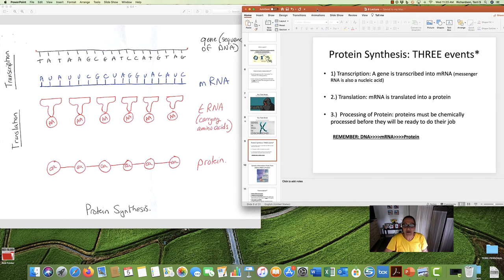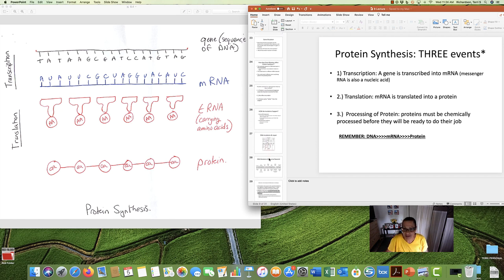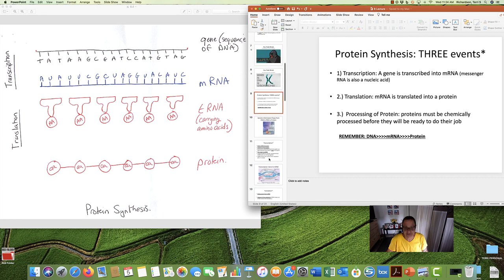All right. Now, we are next going to go through the process of protein synthesis. And like glucose breakdown and many other biological processes, there are often several steps that we have to go through. And protein synthesis is no different. So protein synthesis is made up of three steps or stages or events, and we need to know what they are and what's happening in each step.